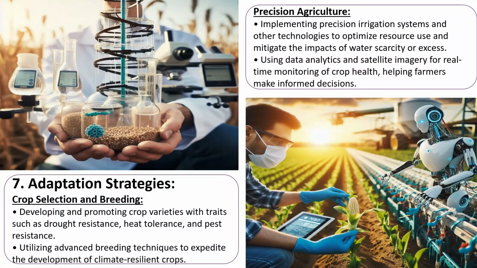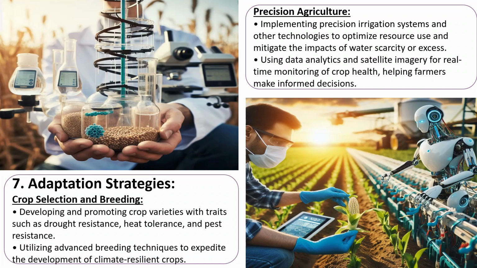7. Adaptation strategies. Crop selection and breeding. Developing and promoting crop varieties with traits such as drought resistance, heat tolerance, and pest resistance. Utilizing advanced breeding techniques to expedite the development of climate-resilient crops.